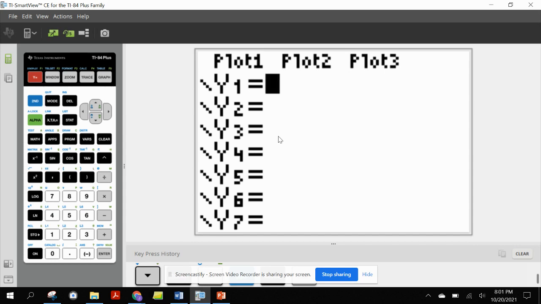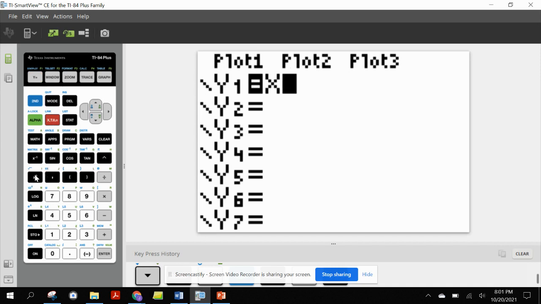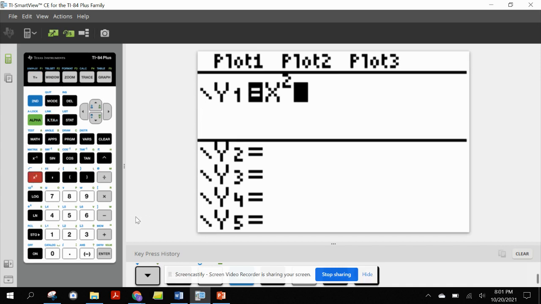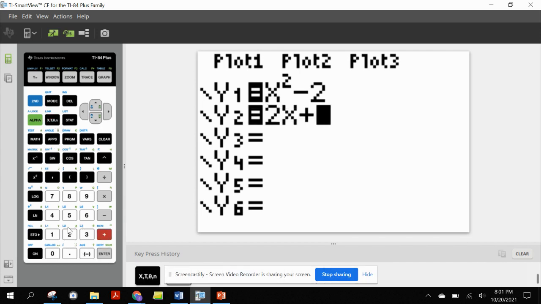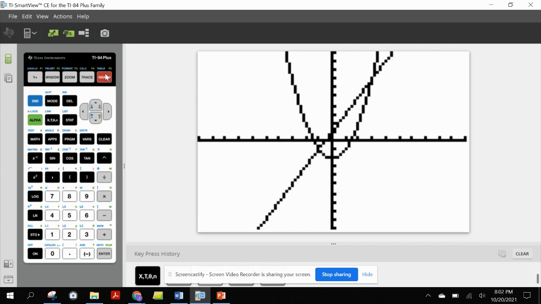And we're going to enter the first one. So the left side of the equation was x squared minus 2. Here's the x. Squared is this button right here. And then minus, not to be confused with the negative. And go ahead and press enter. The next equation is 2x plus 1. Enter. And then when we're ready, we can go ahead and click graph.